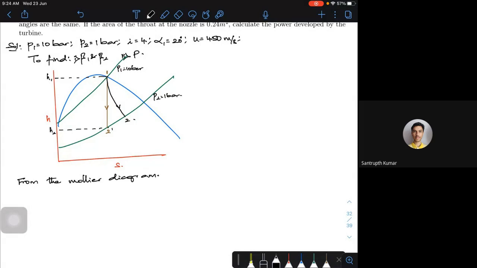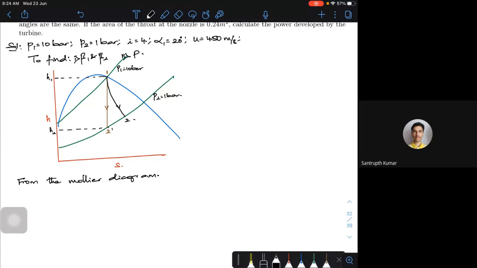It may be something like this. If it is isentropic, I'll be getting 2 dash. If it is actual, I'll be getting the particular thing. So both ways it is possible. Now I should be able to find this enthalpy drop.